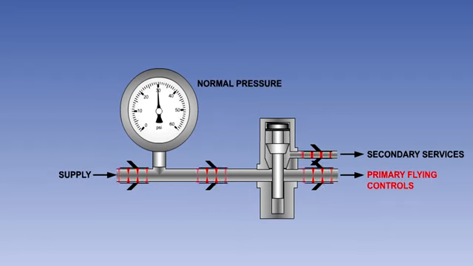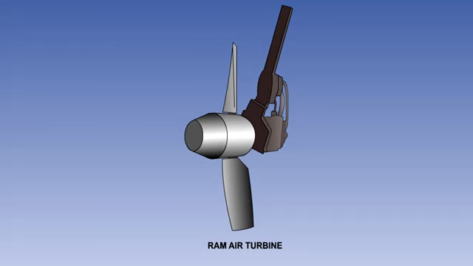In aircraft with a single hydraulic system, a subsystem for the operation of the powered primary flying controls is often fed through a pressure maintaining valve, with the flying controls having priority over other services. The subsystem may also have a separate accumulator and a backup pump, such as a ram air turbine.